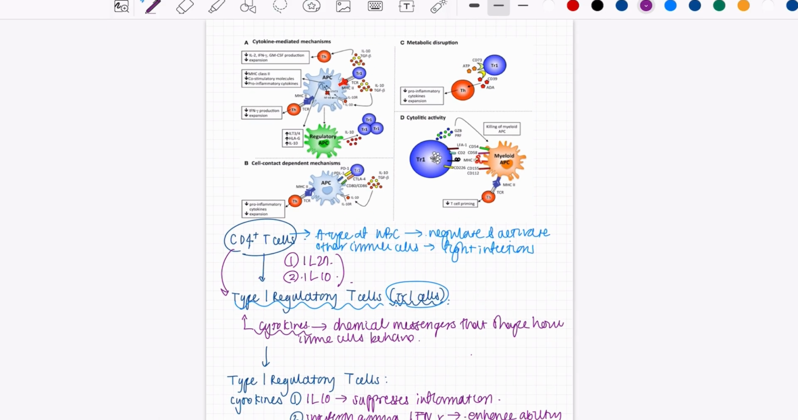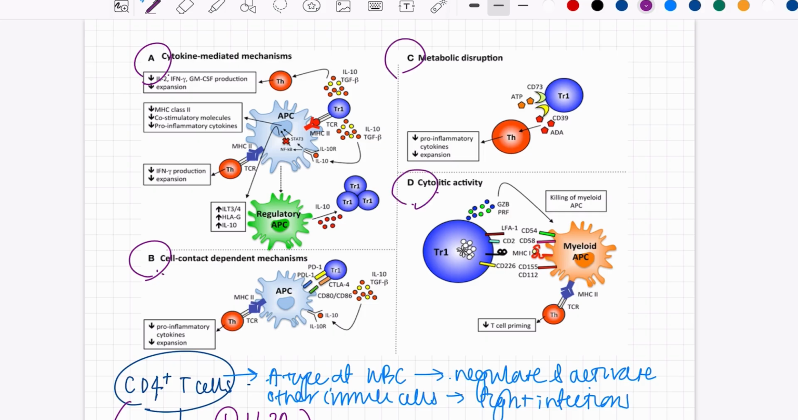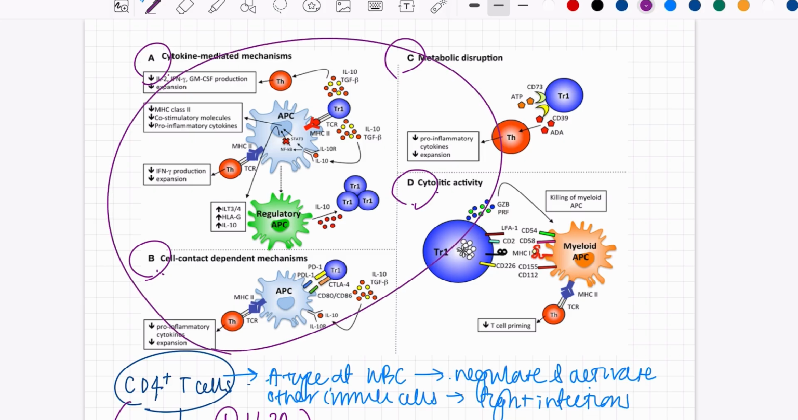Now, these type 1 regulatory T cells control the immune response through four major mechanisms, and these mechanisms are outlined here in panels A, B, C, and D in this diagram. Now, we're going to look into these specific panels in a later video, but essentially this diagram just shows the general mechanisms by which type 1 regulatory T cells regulate immune responses. Although it's not specific to malaria, the same processes occur during a Plasmodium falciparum infection, so it is just generalizable in this scenario.